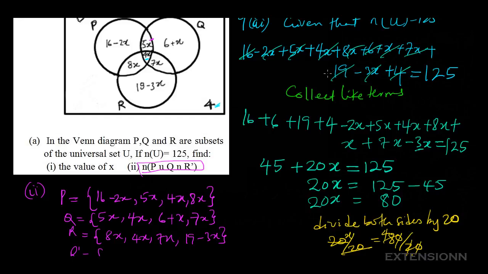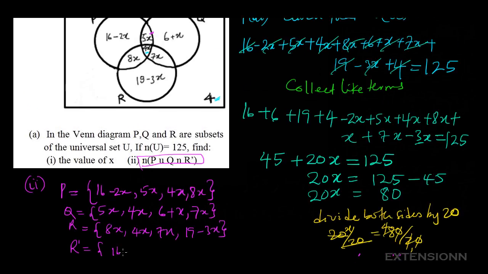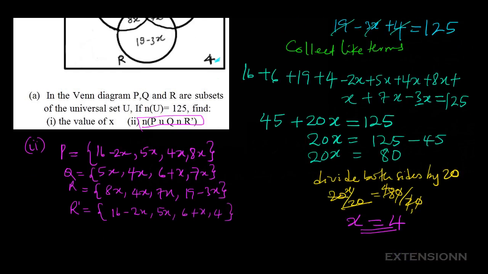So R complement or R prime means all the elements of the universal set that are not elements of R. If we were to solve that, you notice here we have 16 minus 2x, 5x, 6 plus x, and 4. They are all elements of the universal set. They are not part of R here, okay? So the R complement will be 16 minus 2x, 5x, 6 plus x, and 4. All the elements of the universal set that are not the elements of R. That's R complement. So we can write that out as 16 minus 2x, 5x, okay? Then 6 plus x, okay? Then 4. We are almost good to go.